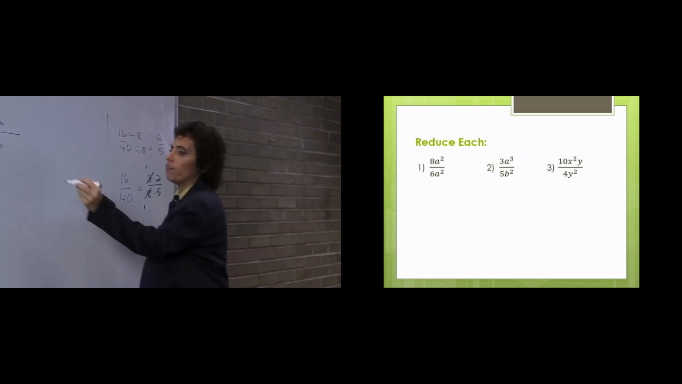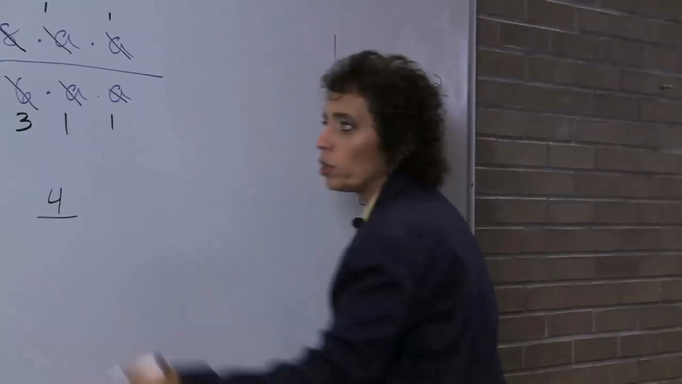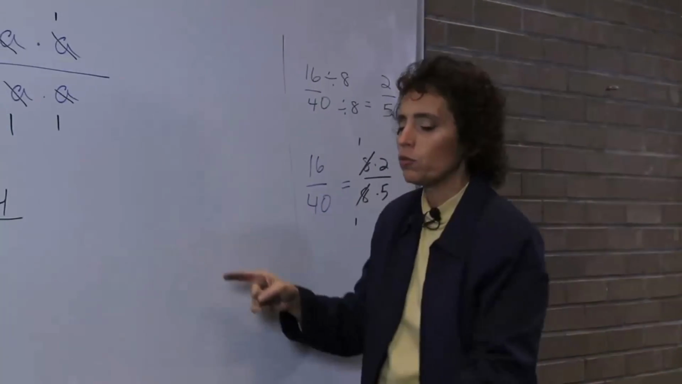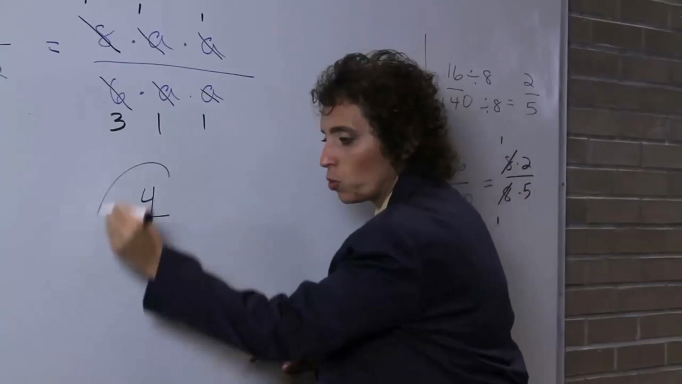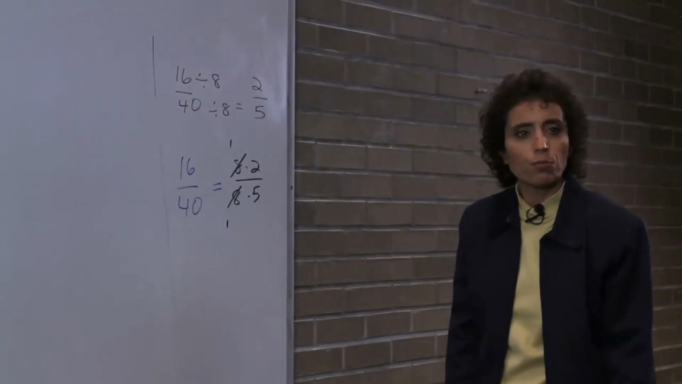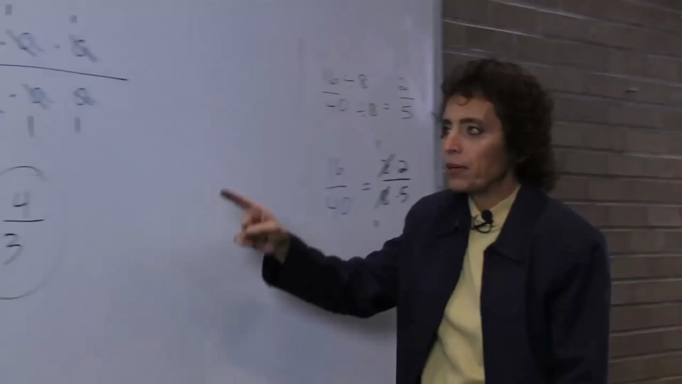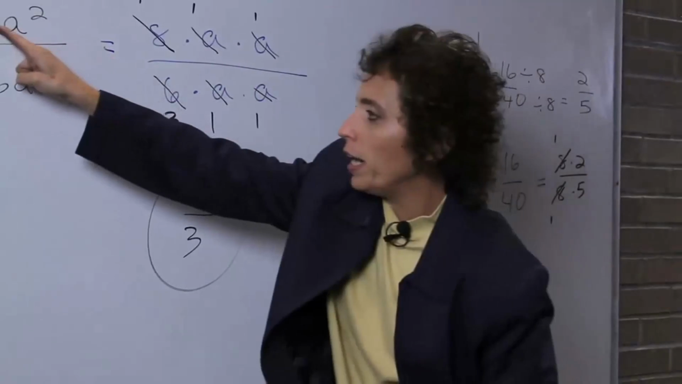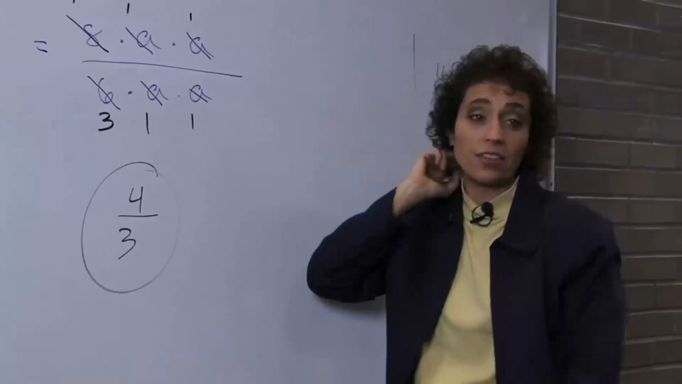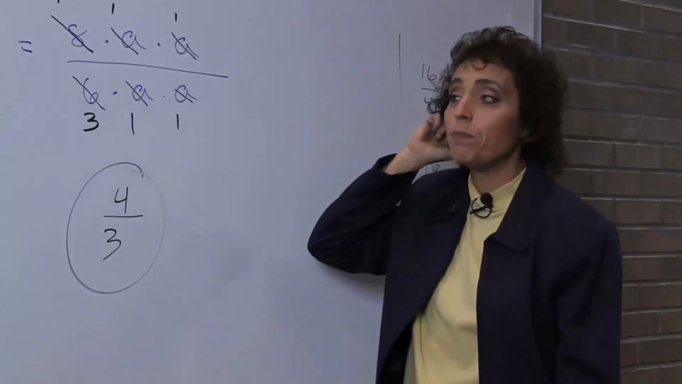So on the top you have 4. 4 times 1 is 4. On the bottom you have 3. 3 times 1 is 3. So the answer to this question is 4/3. Done deal. Pretty cool. And remember, here's why we can do it: because this was attached by multiplication. If that said 8 plus a squared, we couldn't have done any of this. But it's because they're attached by multiplication.